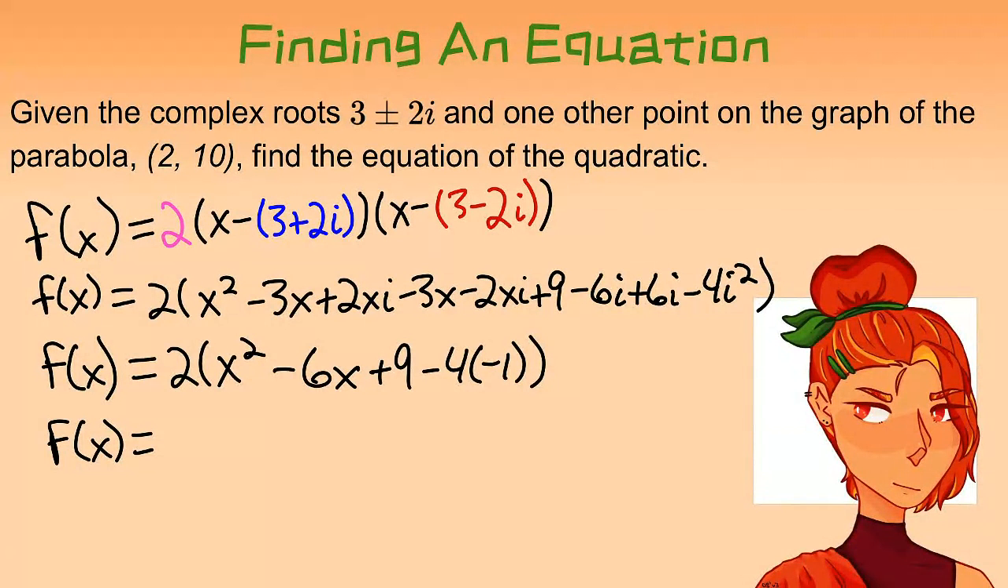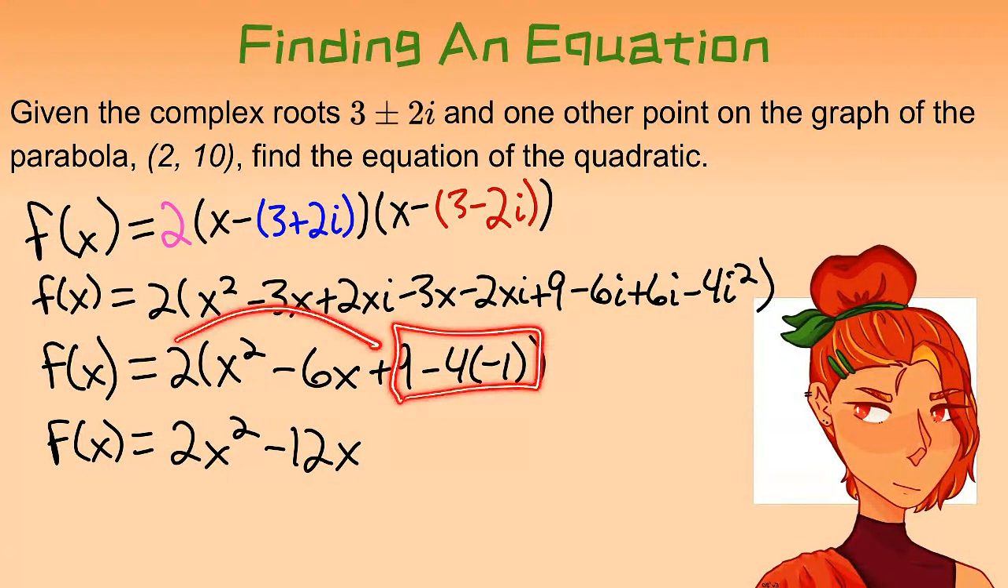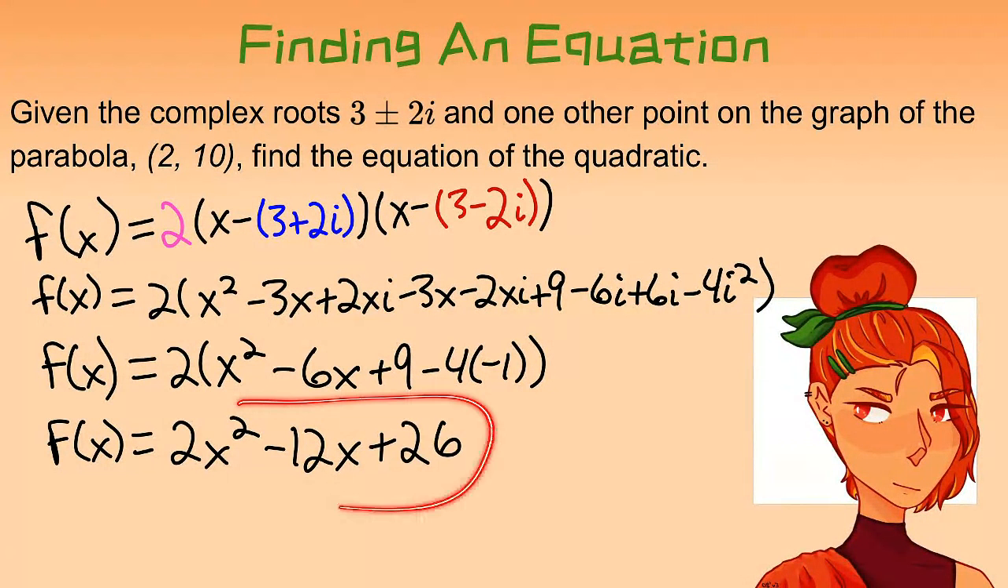Distributing the 2x squared. 2 times negative 6x is negative 12x. Combining these two, we have 9 plus 4 is 13. 13 times 2 is 26. And look at that. We have a normal quadratic.